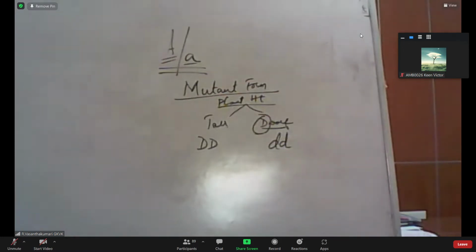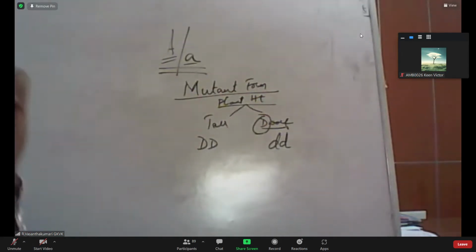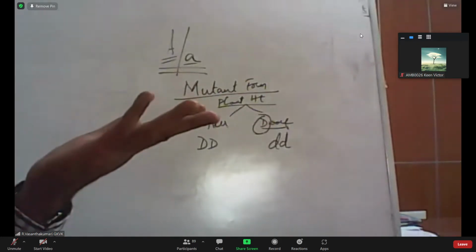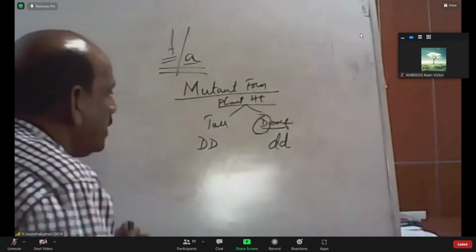But when you're trying to designate or assign a gene symbol, you give more prominence or importance to the recessive form. How do you give that? You take the first letter of the recessive trait and use that as a gene symbol. Well, it's good if you have only two kinds, but if you have more than two, then how do you do it? Then came the answer.